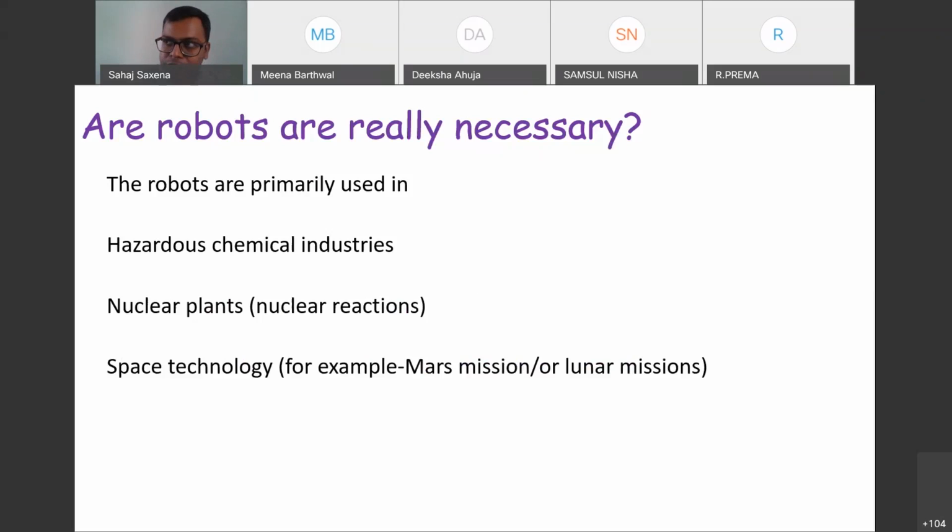Space technology, for example: we have a Mars mission and a lunar mission where we have a land rover, and it will move on Mars and detect the quality of the soil and the elements present there, where humans are not accessible and cannot move to that particular region. So that is why we use space technology.